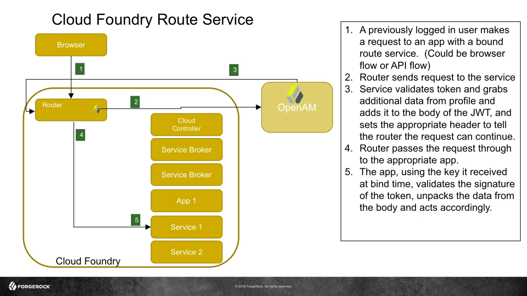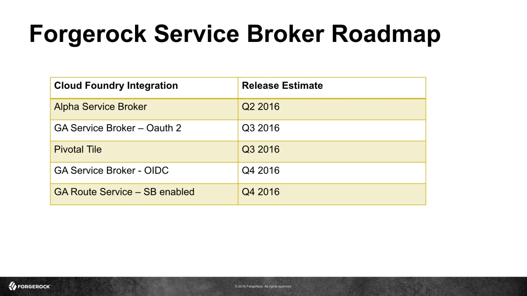And then we've been working on service brokers for a while now. So we have an alpha service broker out now. Their code complete on a GA service broker should be released any week now. And then we're also going to do a tile for those Pivotal Cloud Foundry folks. And then we're going to enable some other flows as we go forward with these service brokers, with the route service being delivered at the end of the year.